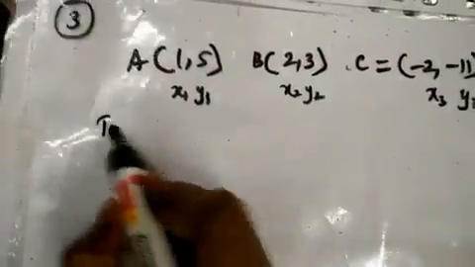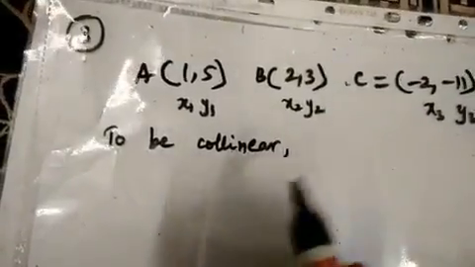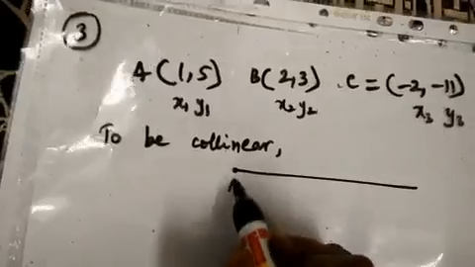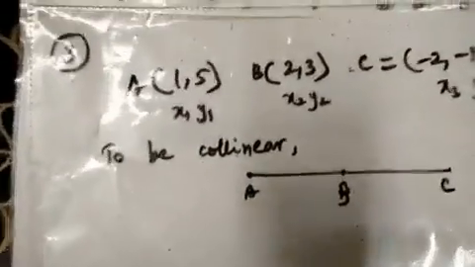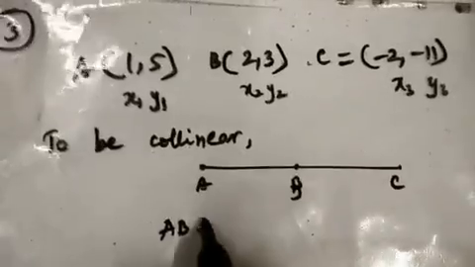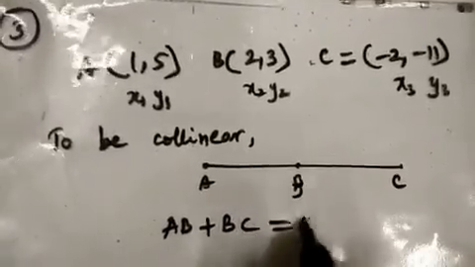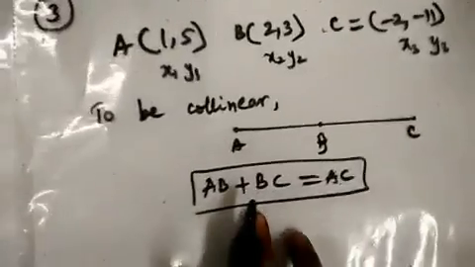To be collinear, you just give a picturization using a diagram. What is the condition we all have seen? AB plus BC should be equal to AC. Now we will try to look for this condition is satisfying or not.